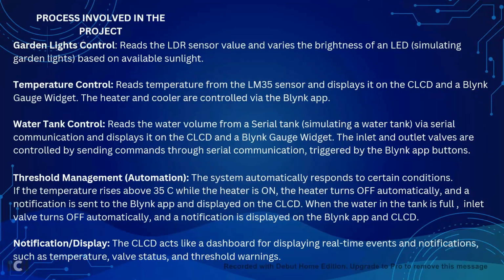Process involved in the project. Garden lights control: read the LDR sensor value and vary the brightness of an LED, simulating garden lights based on the available sunlight. Temperature control: reads temperature from the LM35 sensor and displays it on the CLCD and a Blink gauge widget. The heater and cooler are controlled via the Blink app.